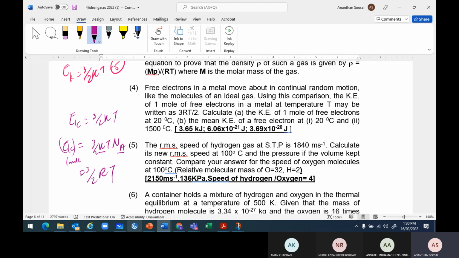Okay, what do they want now? The kinetic energy of 1 mole of electrons at 20 degrees Celsius. So this is straightforward, just typing. What is the kinetic energy of 1 mole of electrons at 20 degrees Celsius? So 3 over 2 RT is to be used, right? For T, just substitute the temperature, 20 degrees Celsius plus 273.15. The kinetic energy should be 3.65 kilojoules.